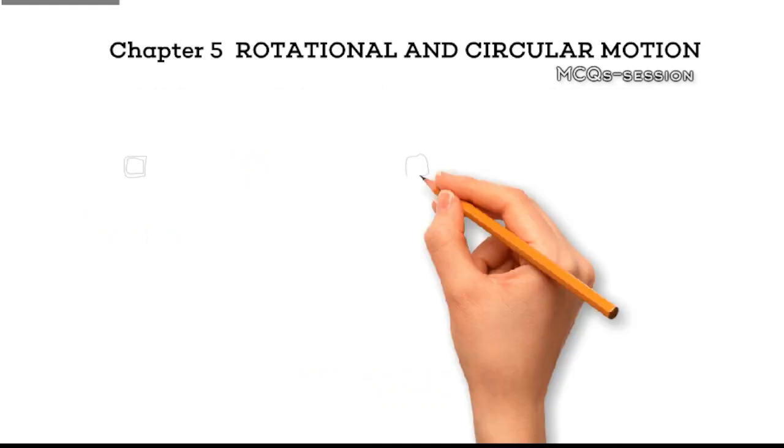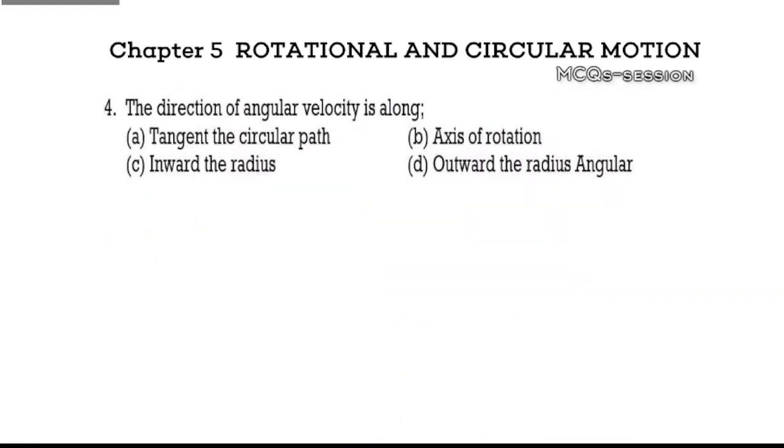Question 4. The direction of angular velocity is along A. Tangent to the circular path, B. Axis of rotation, C. Inward the radius, D. Outward the radius. Pause the video and guess the correct answer. The answer is B. Axis of rotation. Explanation. Angular velocity points along the axis of rotation and follows the right-hand rule.